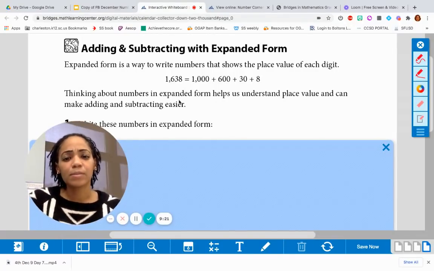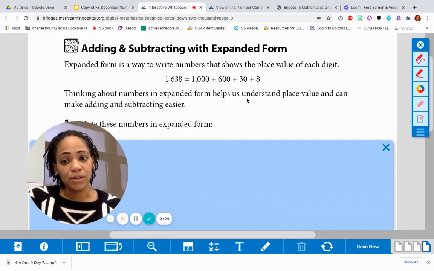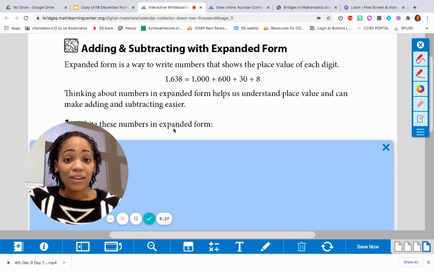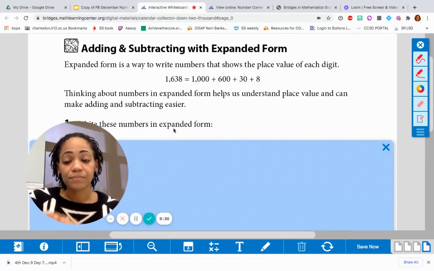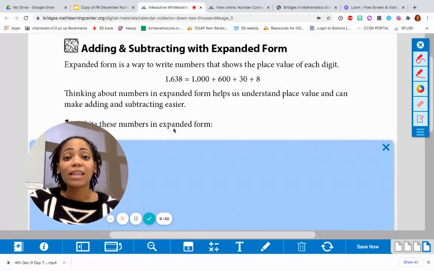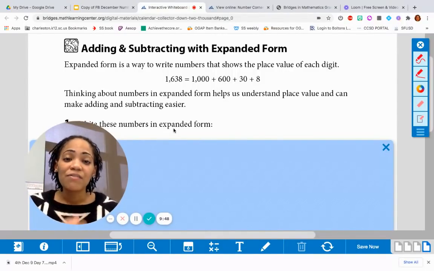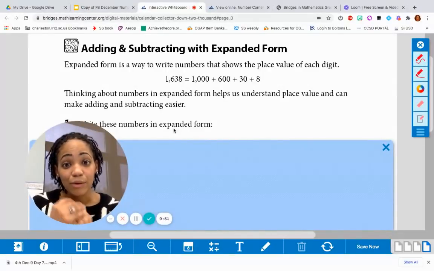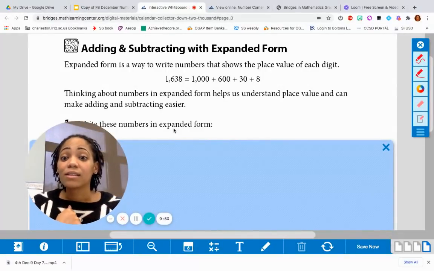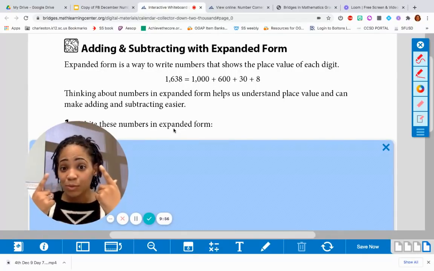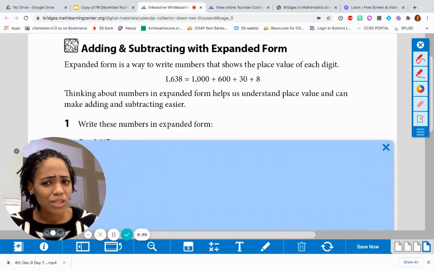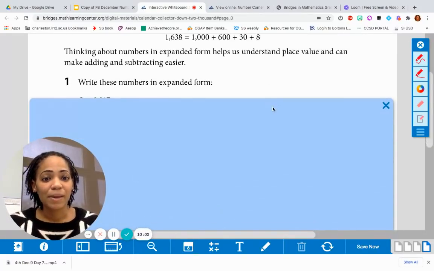So thinking about numbers in expanded form helps us understand place value and can make adding and subtracting easier. And if you really think about it, when we've been playing our up and down to 2,000 so far this month, we've actually been thinking of place value. So just today, when we took away 129, we first took away 100, and then we took away, well, we didn't take away 20, but we chunked our numbers because we understood the value of each digit, and it really does help us subtract and add much easier. A lot of times when Miss Tramel's doing it, she's doing it in her head because she's using her knowledge of these things like expanded form.